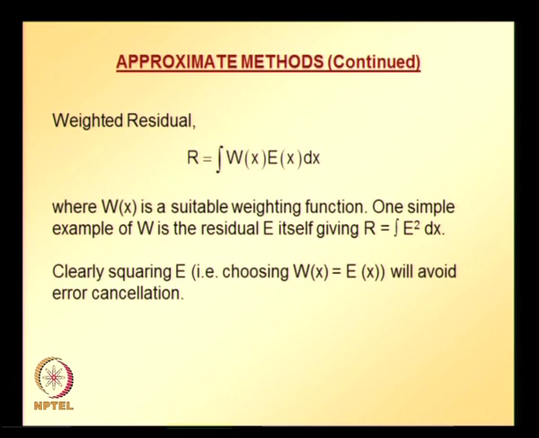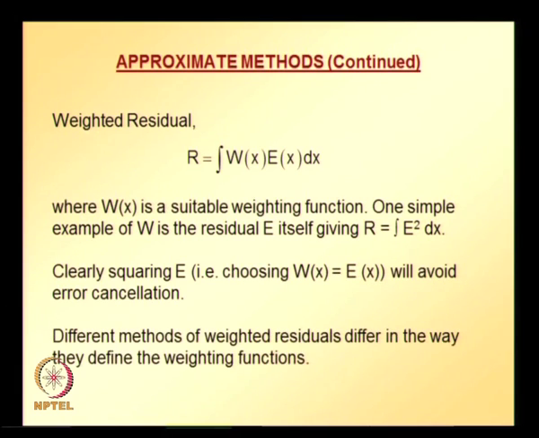As mentioned, squaring E, that is choosing weight function equal to residual itself, will avoid error cancellation, and depending on the weight function that we choose, different methods of weighted residuals are there. So, the only difference between different methods of weighted residual is the way in which the weight function is defined.